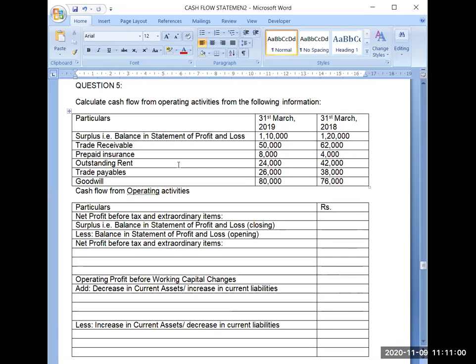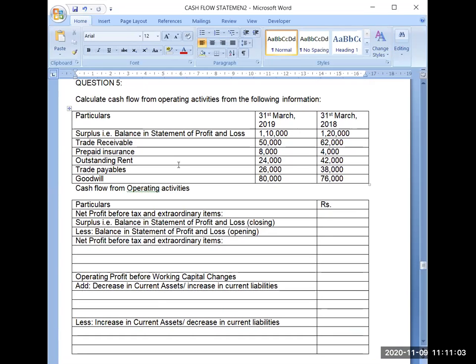Now see this question also. It is saying calculate cash flow from operating activities from the following information. Now the first information, see, this time you have been given 2-year balances for 2018 and 2019. Surplus in balance in statement of profit and loss, it was 1,20,000, it is 1,10,000. So last year it was 1,20,000 and current year it is 1,10,000. That means because you have to do closing minus opening, it means you are having a 10,000 rupees loss.